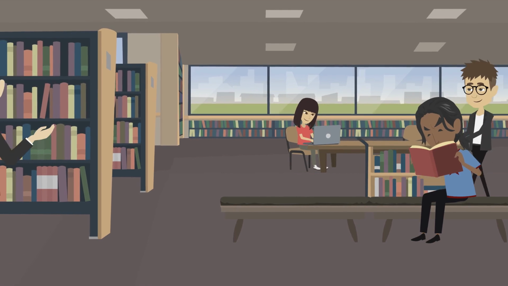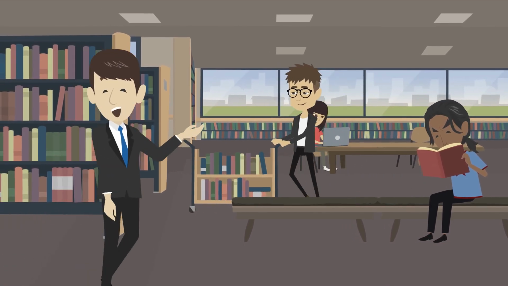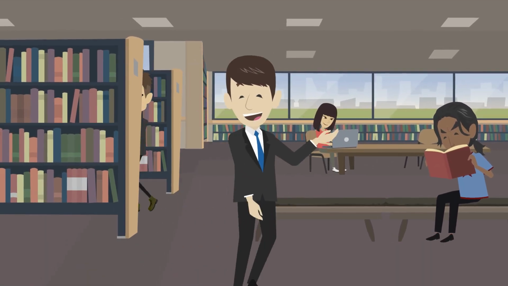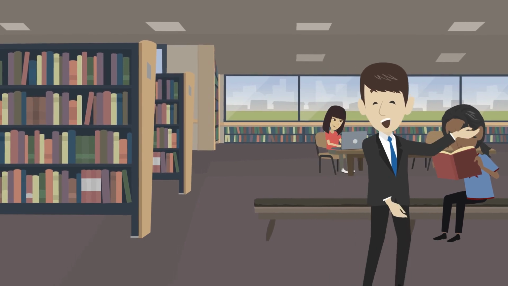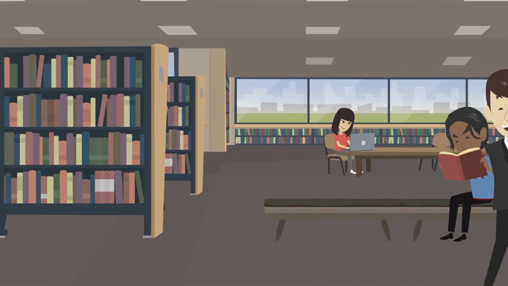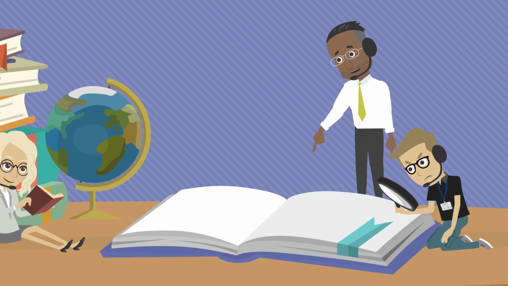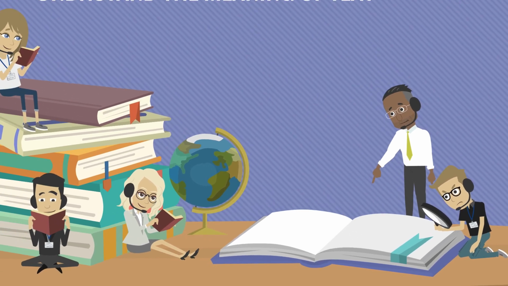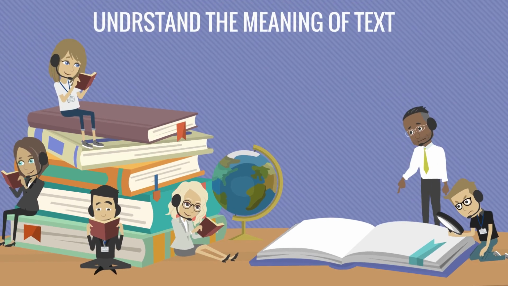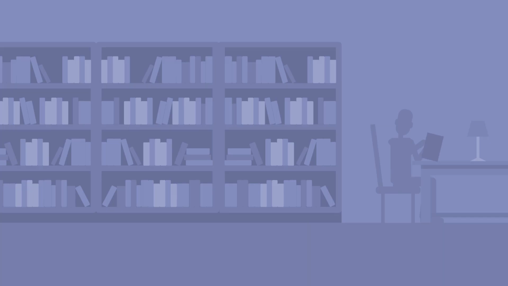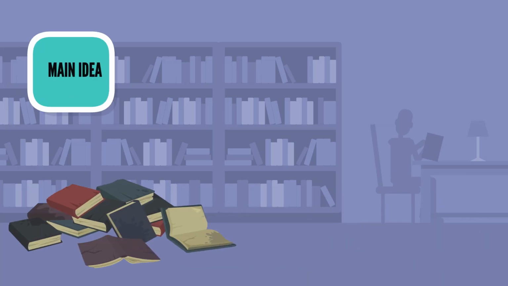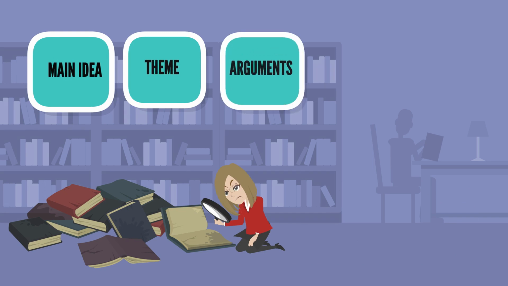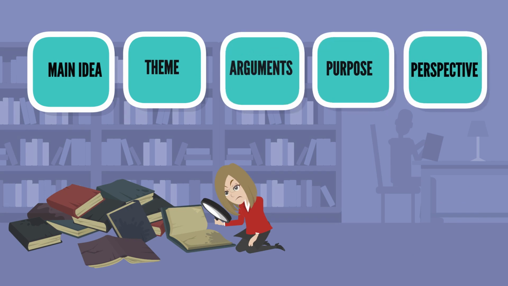Hello and welcome back to our IELTS Reading Skills series. In this video, we will focus on how to analyze and interpret texts effectively. To begin with, analyzing a text means breaking it down into its component parts and understanding how they work together to create meaning. It involves identifying the main ideas, themes, and arguments, as well as the author's purpose and perspective.